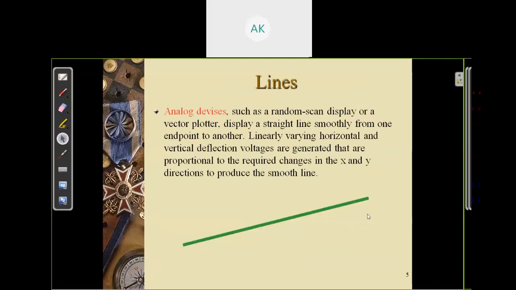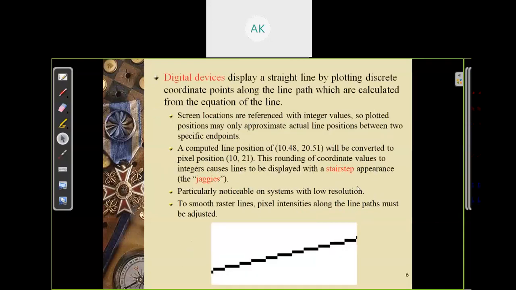We can draw a straight line using the random screen system. We just connect 2 points and sweep our electron beam along this path. But in a raster screen system, our screen is distributed in different rows and horizontal lines, creating different cells by the horizontal and vertical lines. If we connect these 2 points, then the line may be zigzag, some stair-step kind of structure of your line.